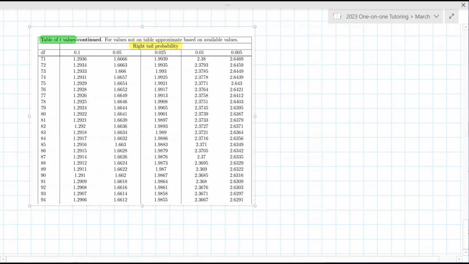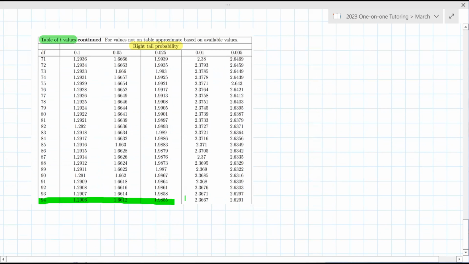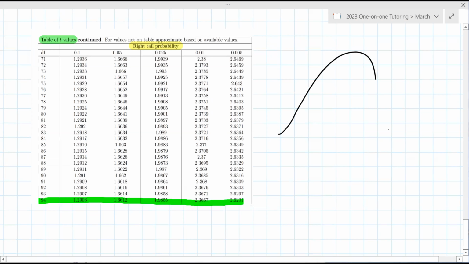So you identify your row. In this case, it's the 94 degrees of freedom. It's this last row here. And you can see there are all these different columns, like right tail probability. What does that really mean? It means the area in the right tail. The area in the right tail.